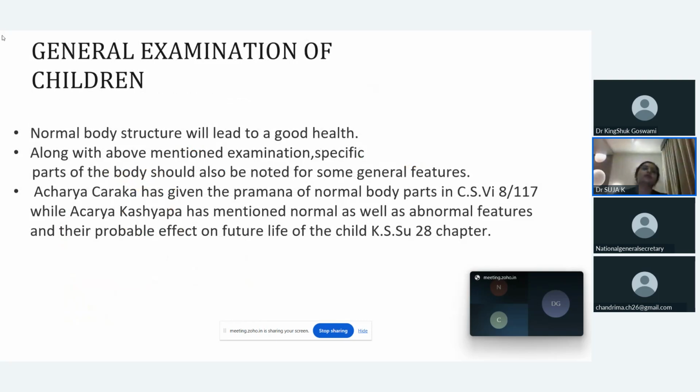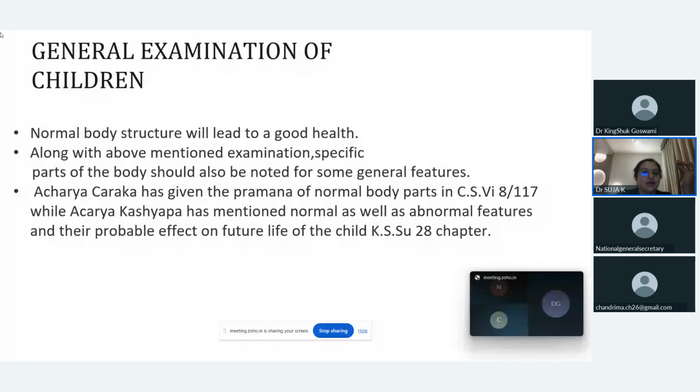How can we do a general examination of children? Most of you have visited the pediatric OPDs and seen how they examine the child. Newborns cannot express themselves. So we have to assess by examining the baby from head to toe. A normal body structure will lead to good health. So you should find any abnormal features seen in the children.